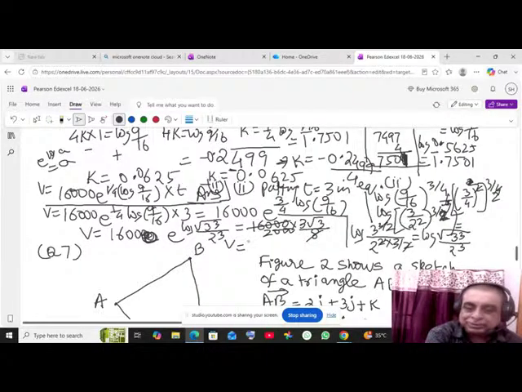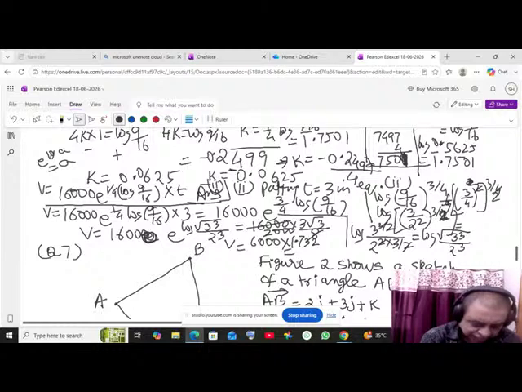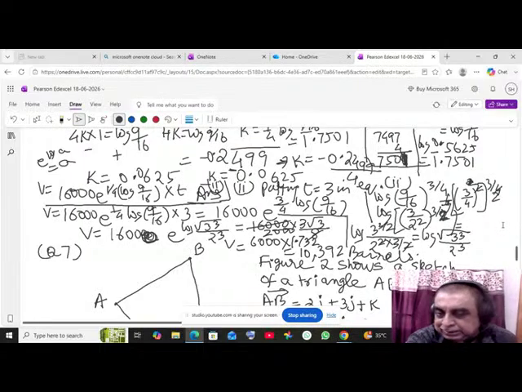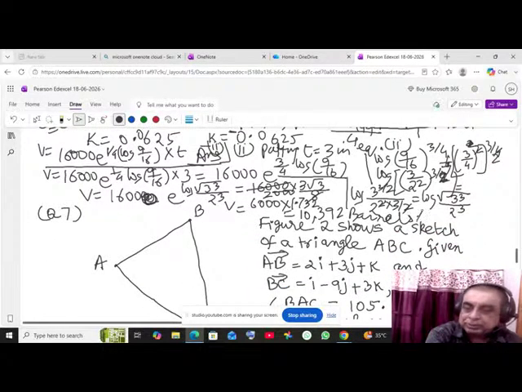So 2000 times 3 is 6000, and 6000 times root 3. Root 3 value is 1.732. Multiplying these two numbers, 6,000 times 1.732 gives us 10,392. So that many barrels of oil will be drilled out per day.